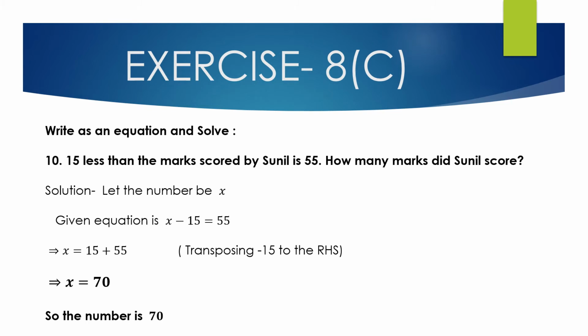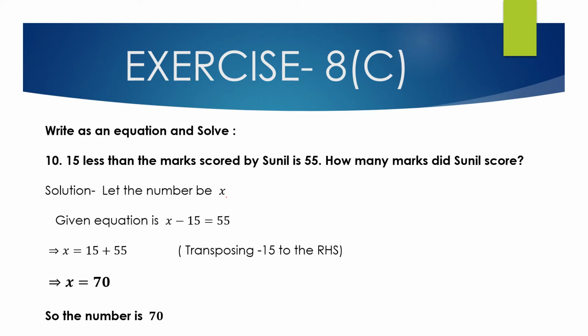Now we solve question number 10. Question number 10 is: 15 less than the marks scored by Sunil is 55. How many marks did Sunil score? Suppose the number is x. 15 less than the marks scored by Sunil is 55. This is the expression given and we have to solve for the value of the variable.